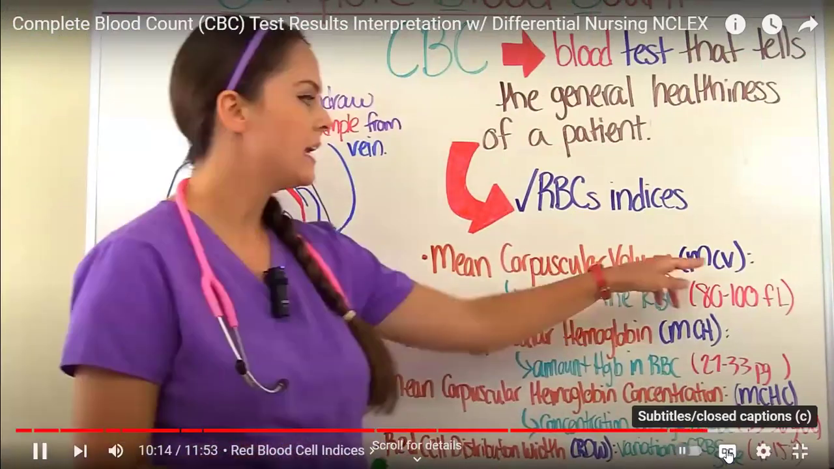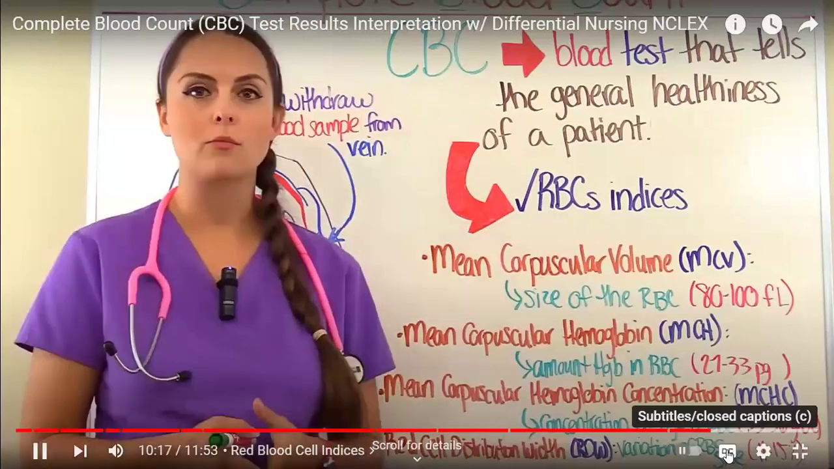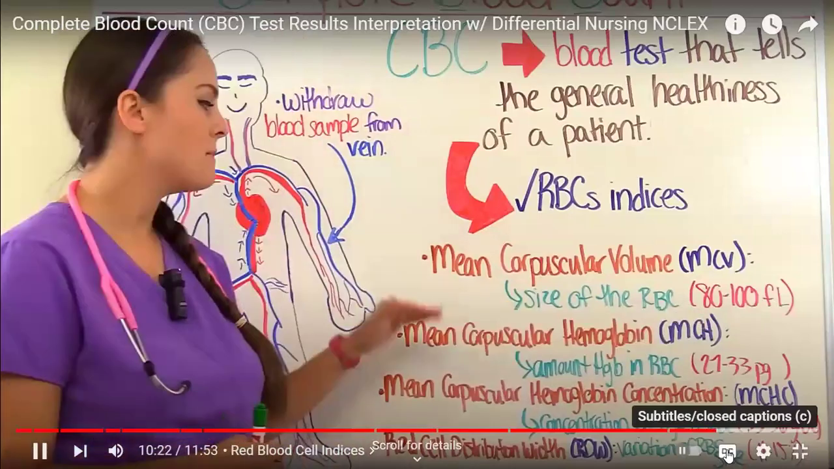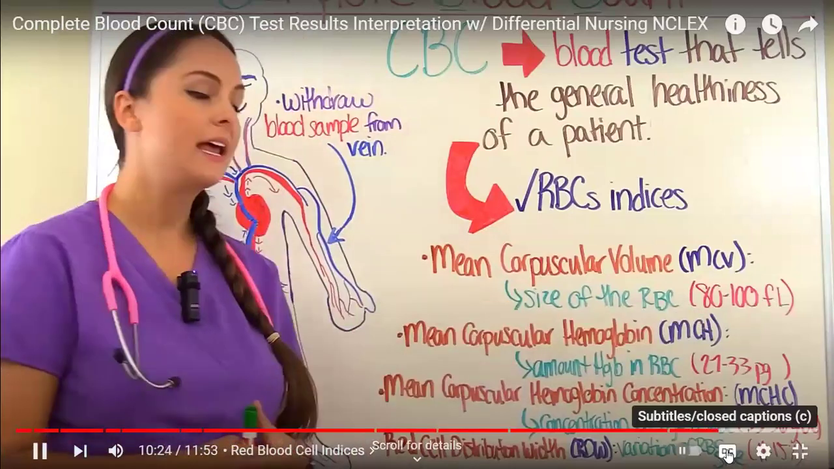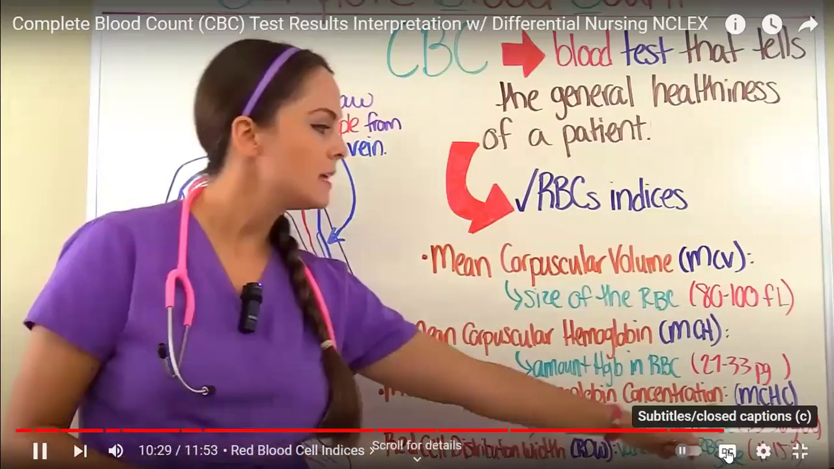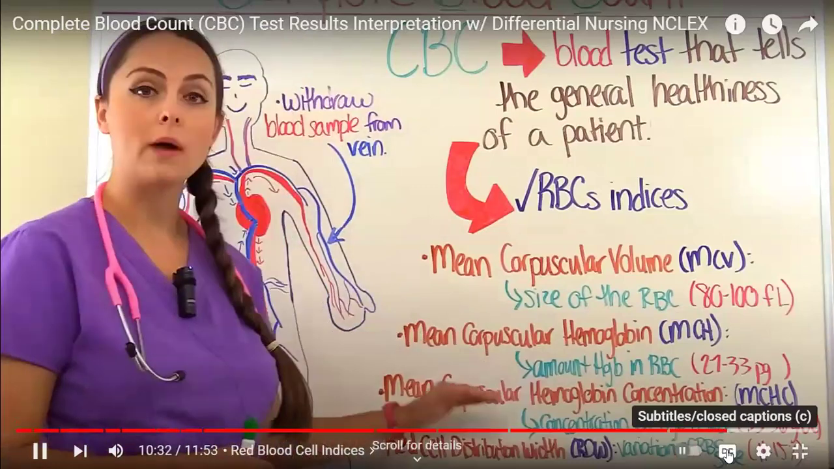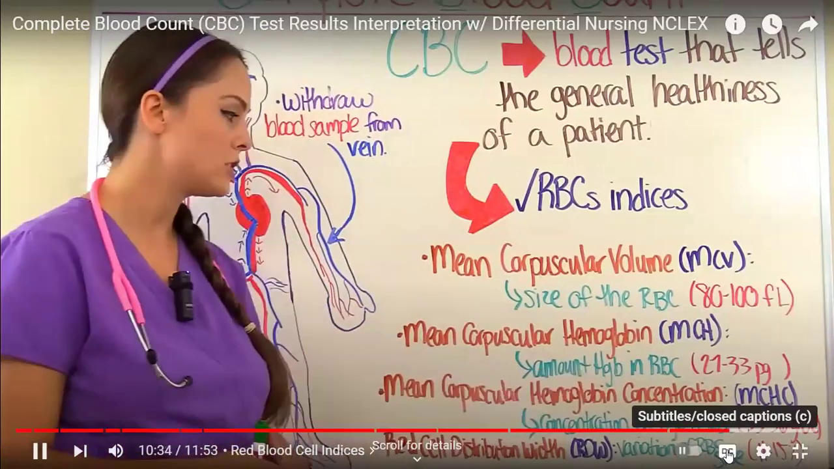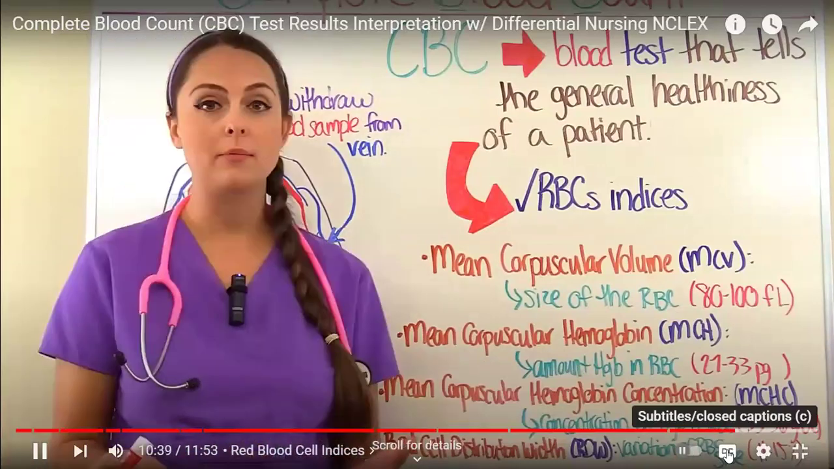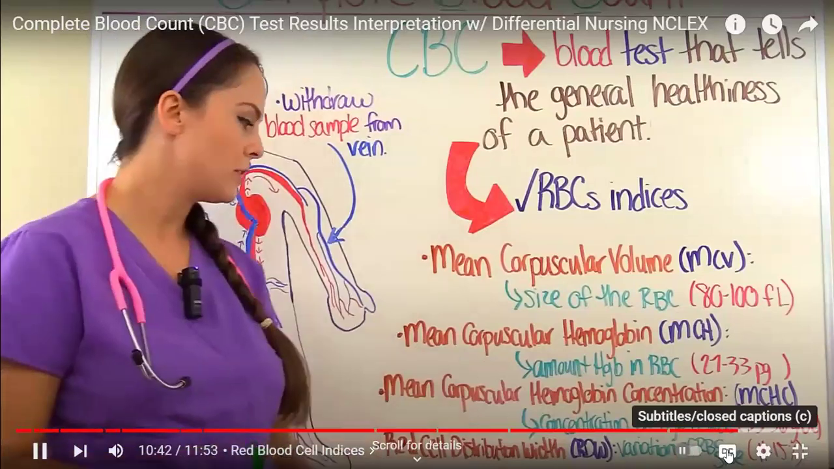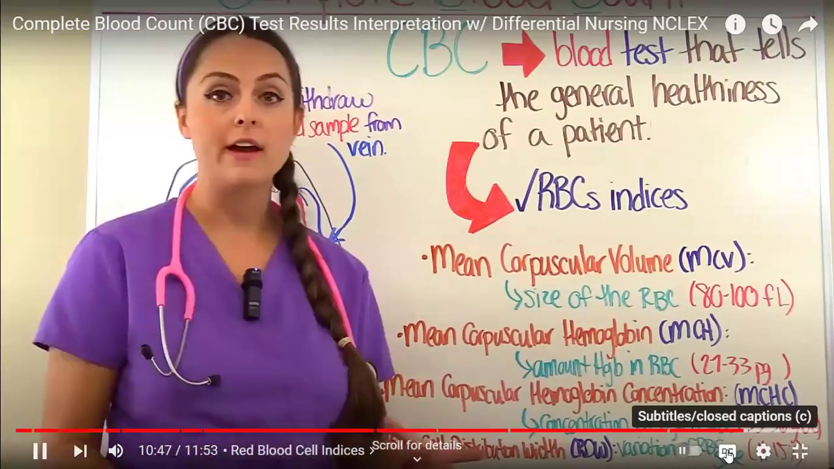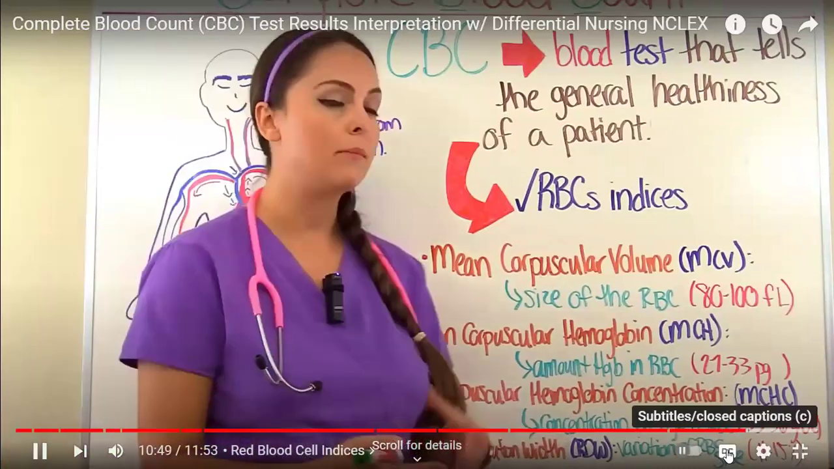And here in red, you can see the references for the normal ranges. Then we have the MCH. That stands for the mean corpuscular hemoglobin. This is the amount of hemoglobin that is in that red blood cell. Then we have the MCHC, that is the mean corpuscular hemoglobin concentration. And just as its name says, it's the concentration of hemoglobin in the red blood cell. And then we have the RDW. This is the red cell distribution width. And this is the amount of variation of the red blood cell's size.